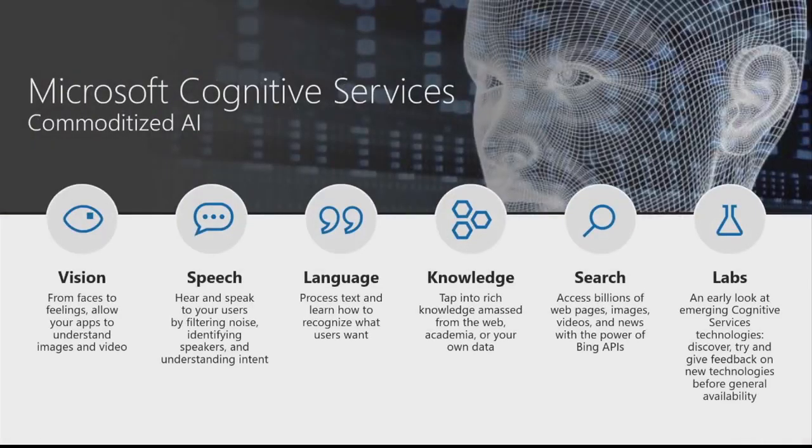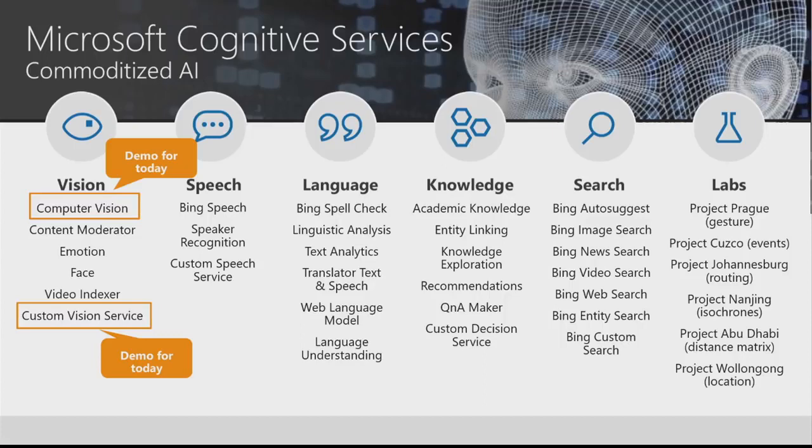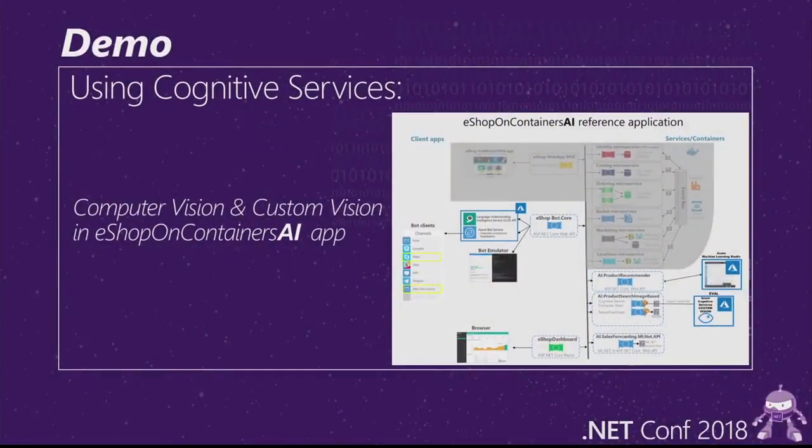So let's start with pre-built AI using cognitive services. Probably you saw this slide if you saw any presentation about cognitive services. Basically, we are providing higher level services that you can just use and consume, like computer vision, speech recognition, or language understanding. Each of those pillars has multiple sub-services. Today I'm going to be focusing on the computer vision service and the custom vision service for the demos. So let's do a demo about that, using cognitive services, computer vision, and custom vision.